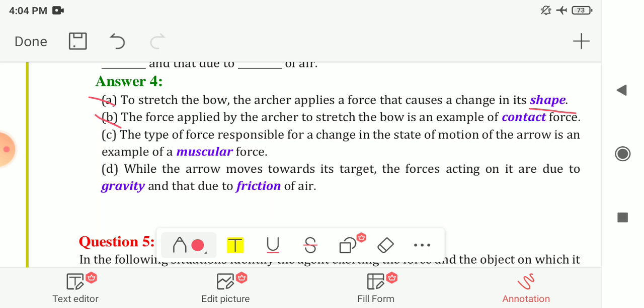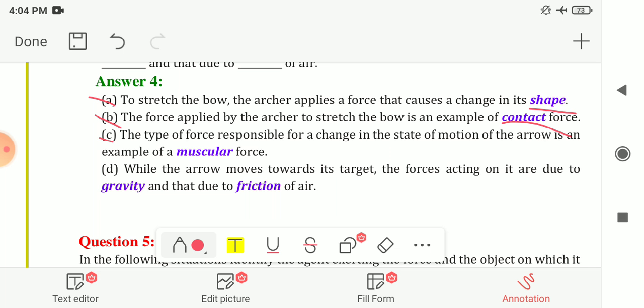Next, the force applied by the archer to stretch the bow is an example of blank force. So here you can write contact force, and you can also write muscular force. Why? Because we are applying the force to stretch the bow. In that case there is contact between our hand and the bow, so it is a contact force, and we are applying the force with the help of our muscles also. So this is also an example of muscular force. So here you can write contact force as well as muscular force.